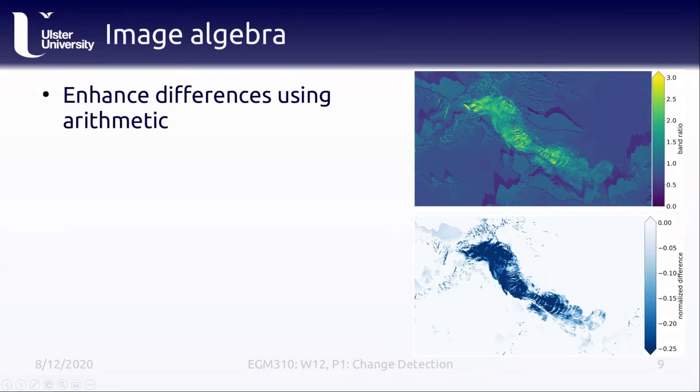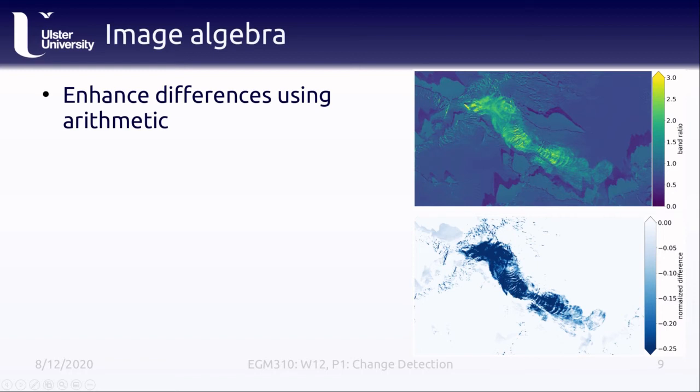Much like single image analysis, we can use image algebra to enhance the differences between our two images. On the top here, we have a band ratio where I've divided the February 7th image by the March 2nd image. Pixel values close to 1 correspond to no change, while pixel values below 1 correspond to areas where the March 2nd image is brighter, and pixel values above 1 correspond to areas where the March 2nd image is darker. You can see the rock avalanche highlighted clearly as an area where the March 2nd image is darker.